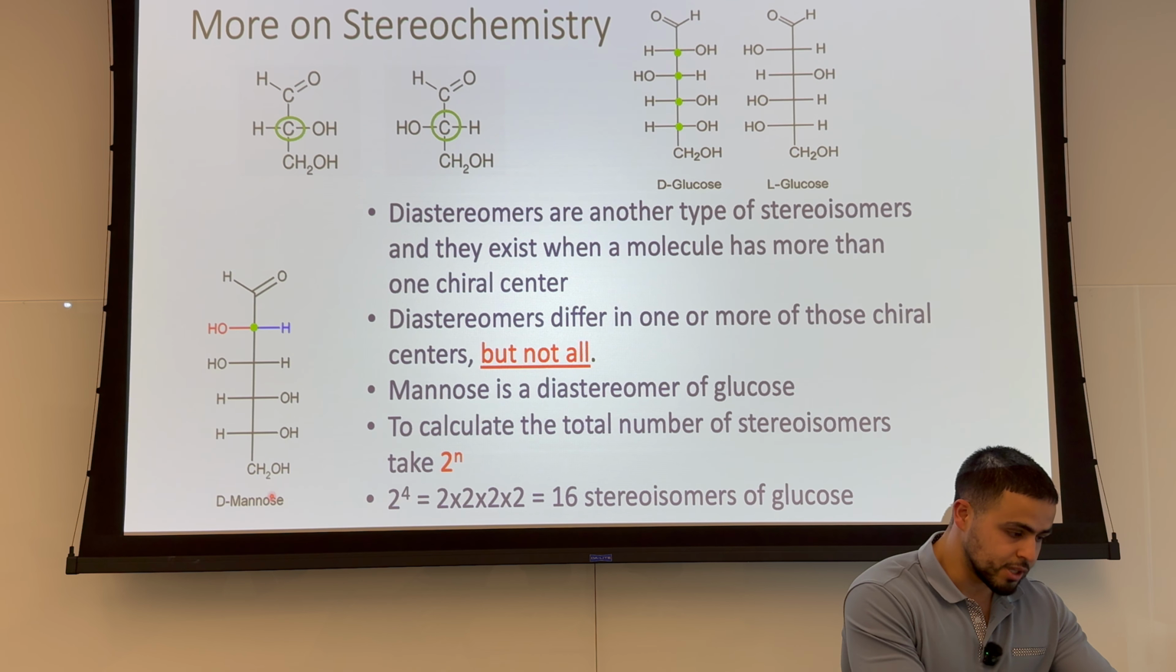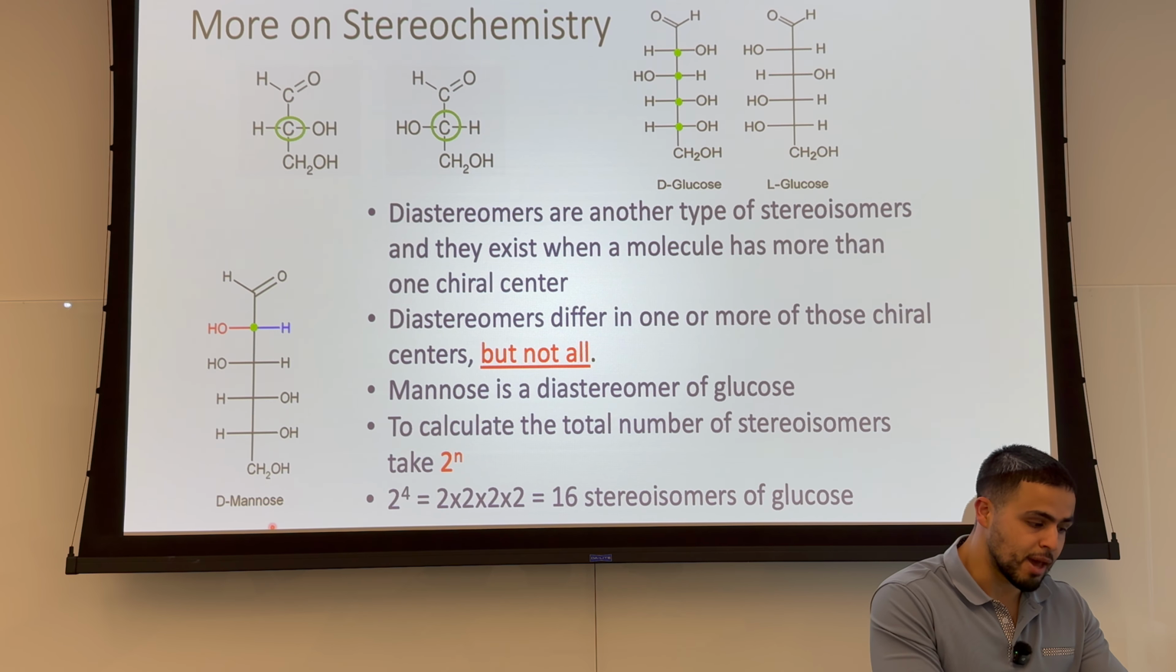Okay, now importantly, when you look at D-mannose, it's also called D instead of L. And why is that? Well, if you look at that very last hydroxide group, it's pointing towards the right. And when it's pointing to the right, we're going to call it D-mannose.